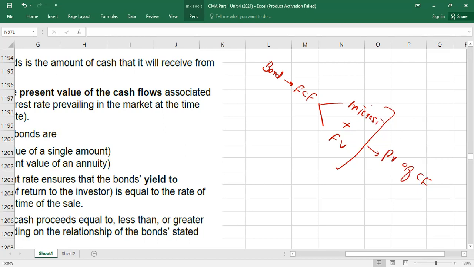And then these present values we will compare with the face value. If present value is greater than face value, it will be a premium. Don't worry, I will explain; I'm just giving you a rough idea. If present values are lower than face value, it will be a case of discount.